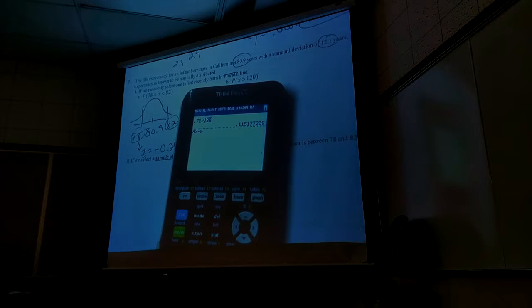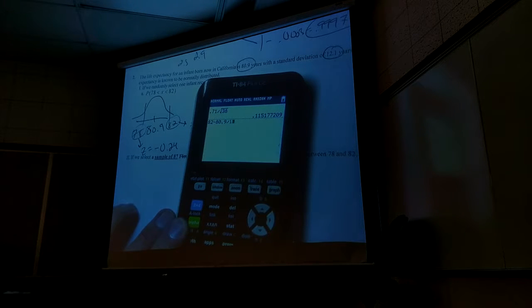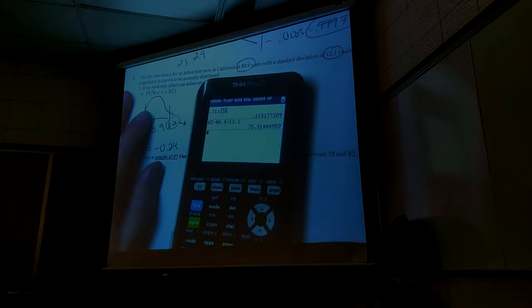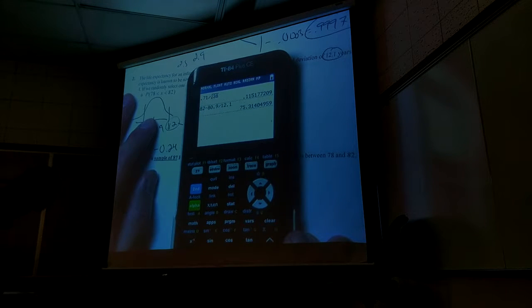82 minus 80.9. Now watch, I'm going to make a mistake right on purpose. Here we go. 82 minus 80.9 divided by 12.1. What mistake have I made? I'm not picking on anybody. Somebody asked me about this, and I always get about 35% that do this. Why is that not right?